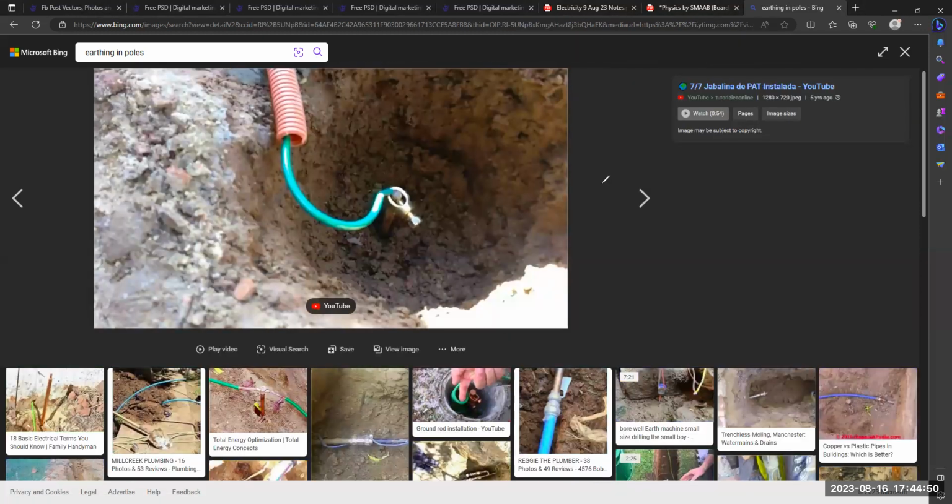You can see that wire is connected with another rod and that is buried into the ground, right? Not like the open one. So charges can easily be grounded. So that's why the third wire is known as earth wire, because that earth wire is actually connected with the metal body of the appliance, right?